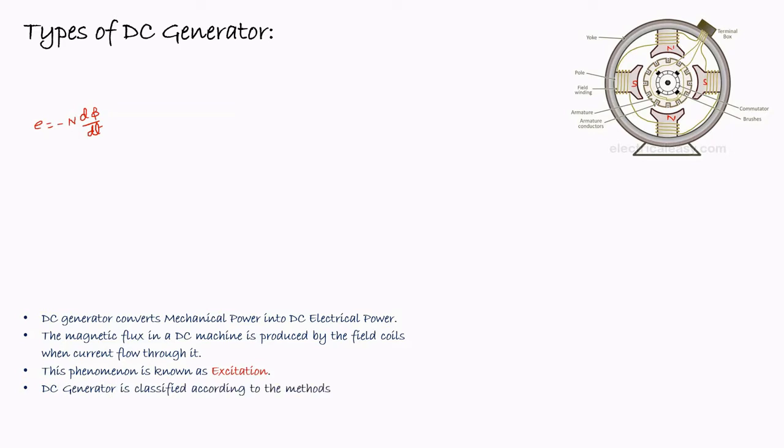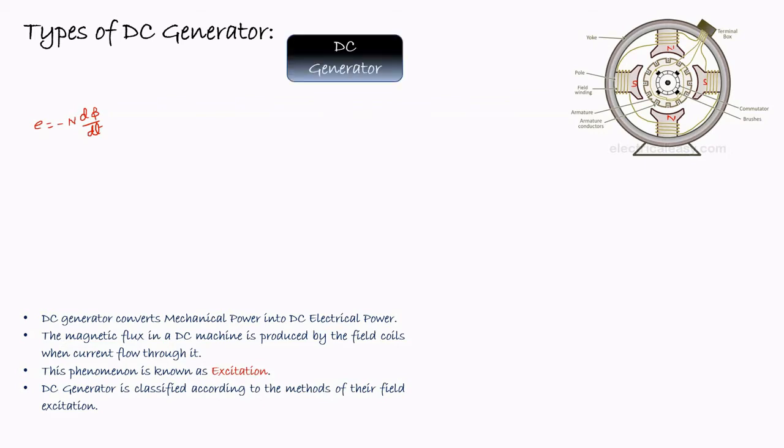A DC generator is basically classified according to the method of its field excitation. That means how the magnetic field is produced, how the current flows through the field winding, and what the supply is for the current flowing through the field winding. Depending upon this, DC generators are classified in different ways. So let's see.